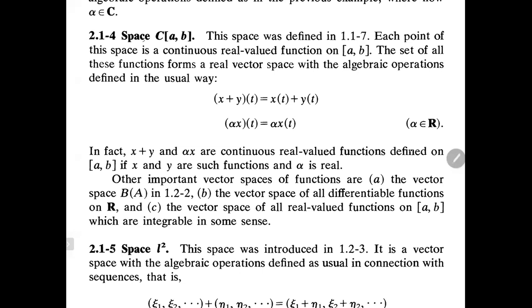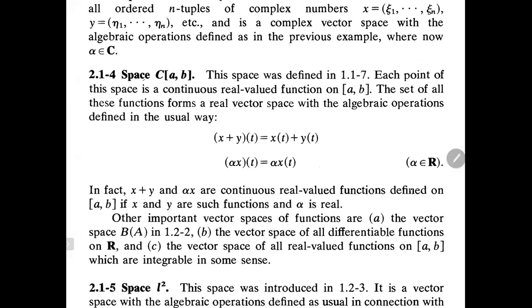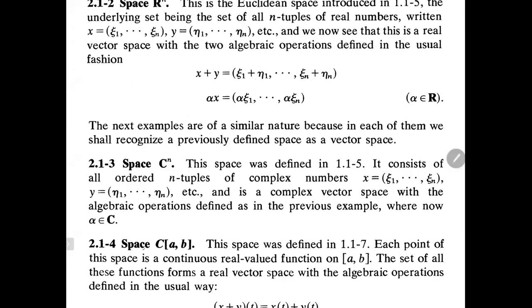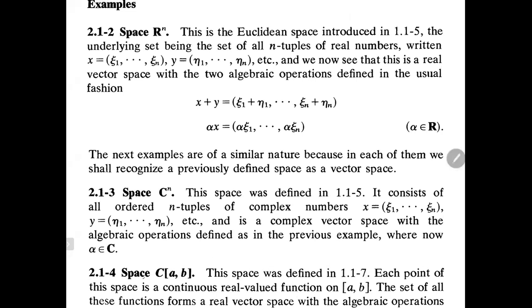So with these operations, vector addition, function addition, and scalar multiplication, C[a,b], space of continuous functions defined on the interval AB, it is a vector space. So you can verify on your own all the properties of vector space are being satisfied. Similarly, just as a small exercise, you can show Rn and Cn are vector spaces.